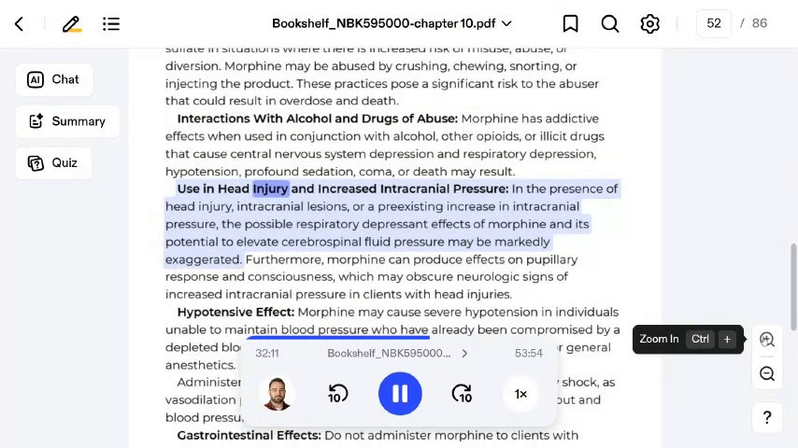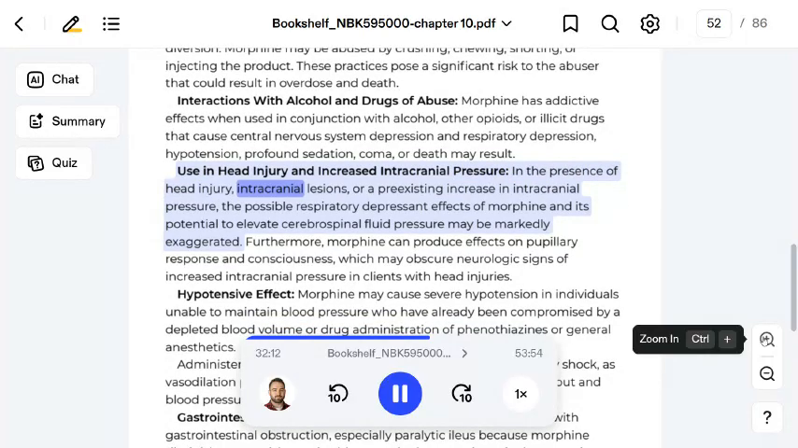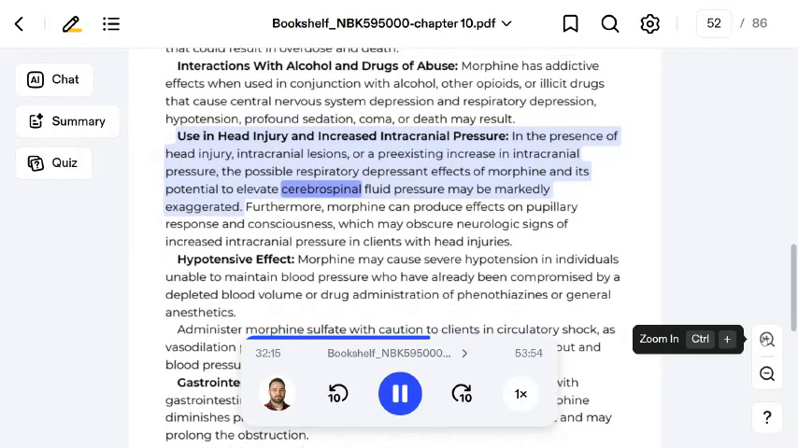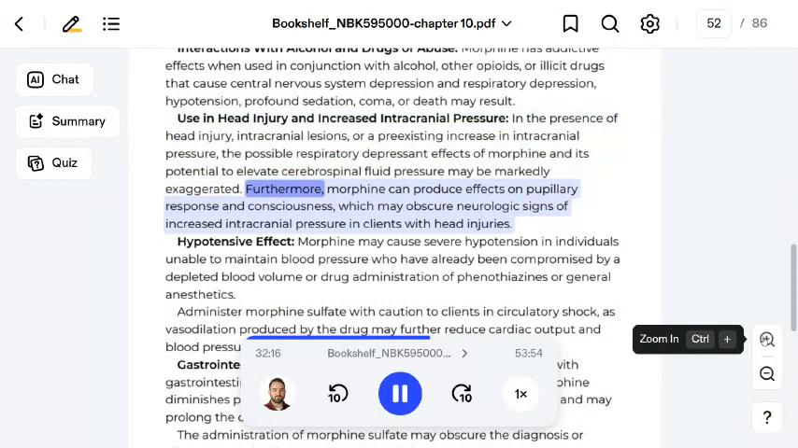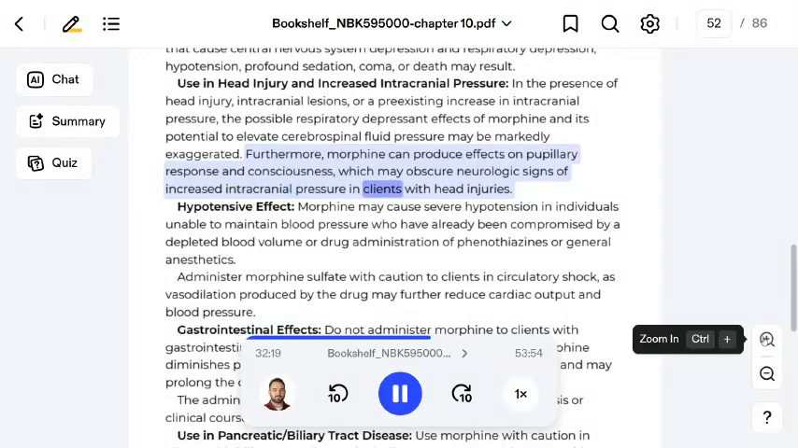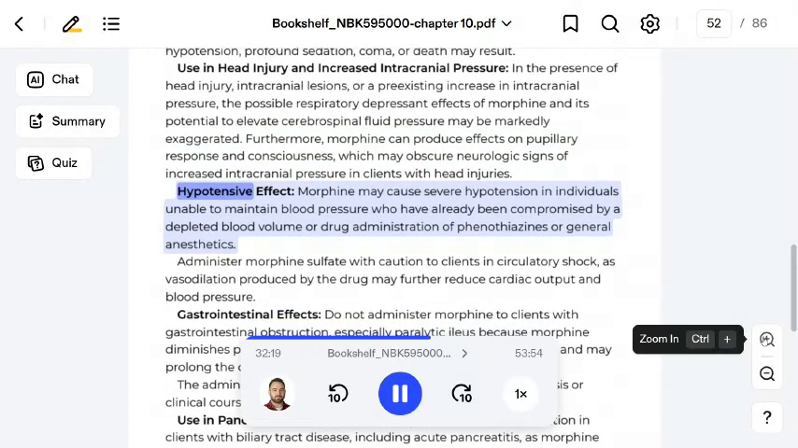Use in head injury and increased intracranial pressure. In the presence of head injury, intracranial lesions, or a pre-existing increase in intracranial pressure, the possible respiratory depressant effects of morphine and its potential to elevate cerebrospinal fluid pressure may be markedly exaggerated. Furthermore, morphine can produce effects on pupillary response and consciousness, which may obscure neurologic signs of increased intracranial pressure in clients with head injuries.